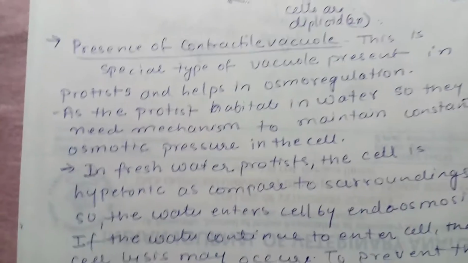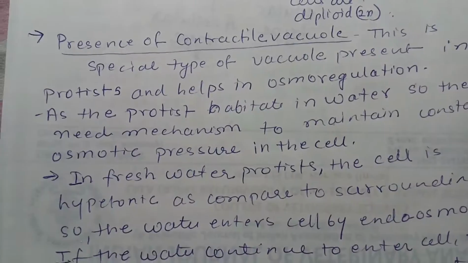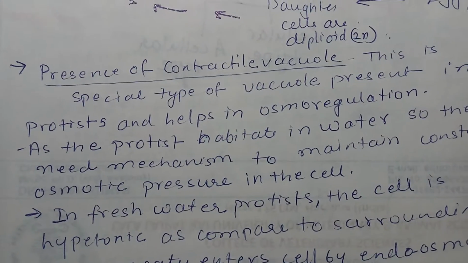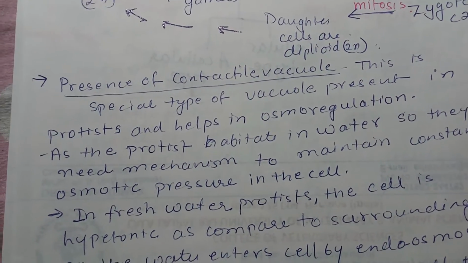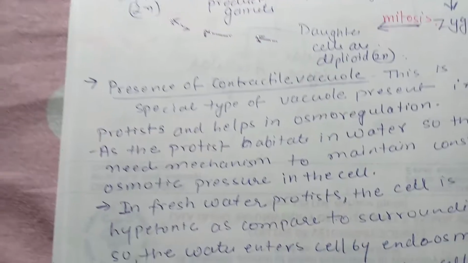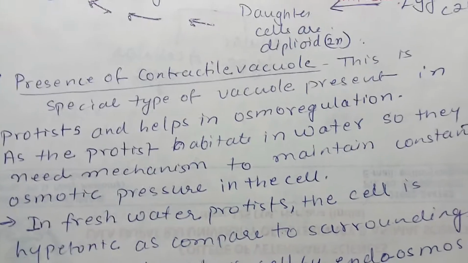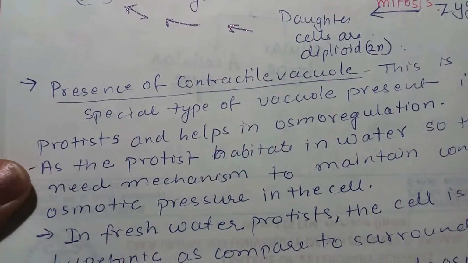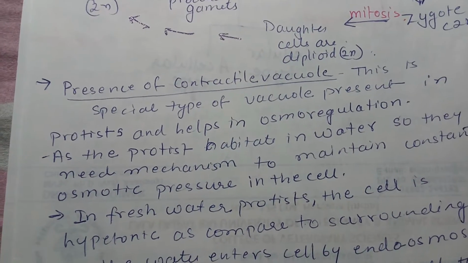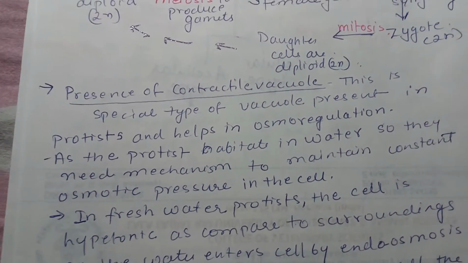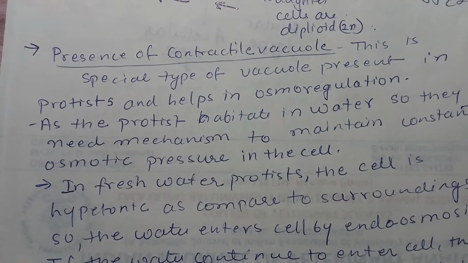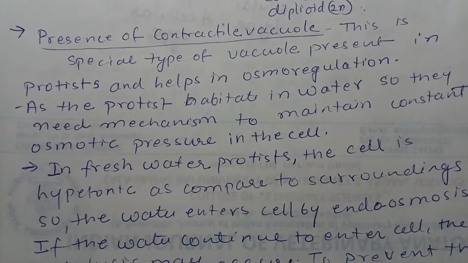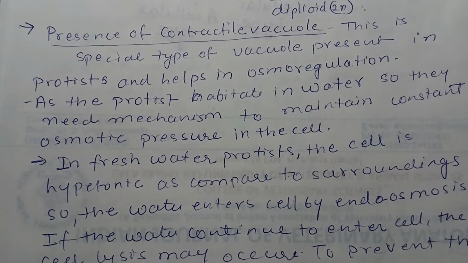Another feature of protists is the presence of a contractile vacuole. Now what is a contractile vacuole? This is a type of vacuole present in protists and helps in osmoregulation. Osmoregulation means maintaining the electrolytic balance to maintain the osmotic pressure in the cell. As protists habitate in water, they need a mechanism to maintain constant osmotic pressure in the cell.